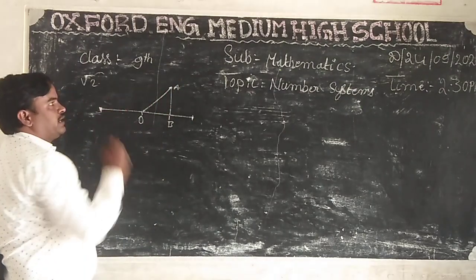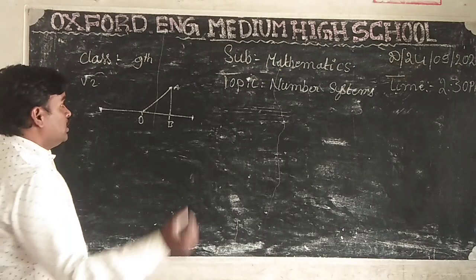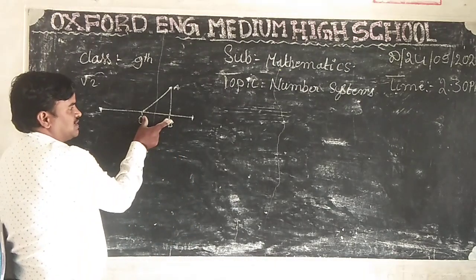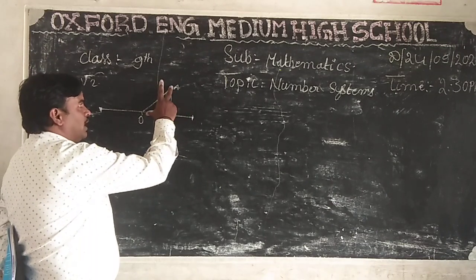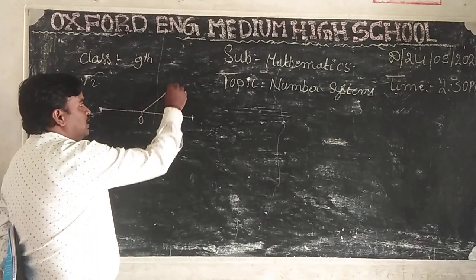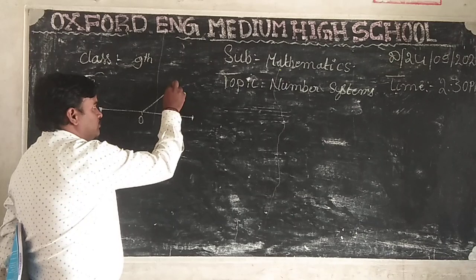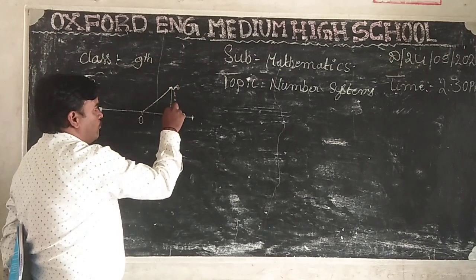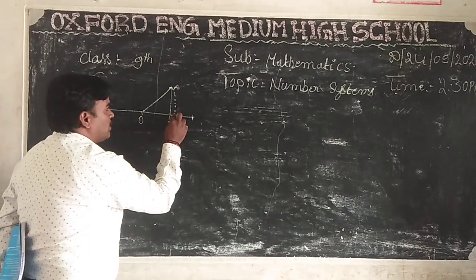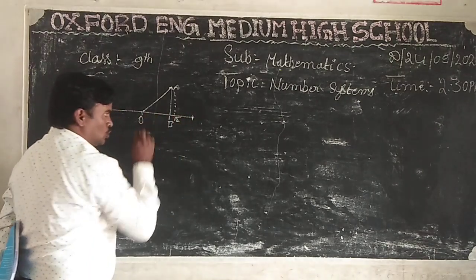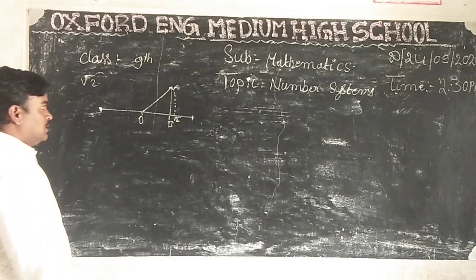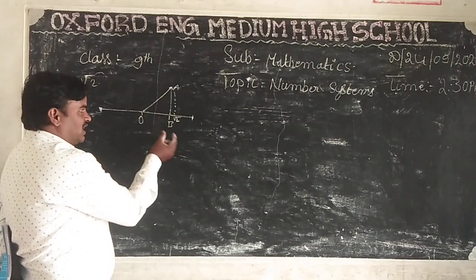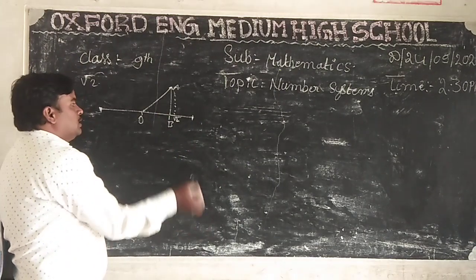Then you draw this at a right angle. By using your compass, measure this OA. You take the measure of this OA, and this is what we call root 2. That's all, dear students. Once again, you observe here.